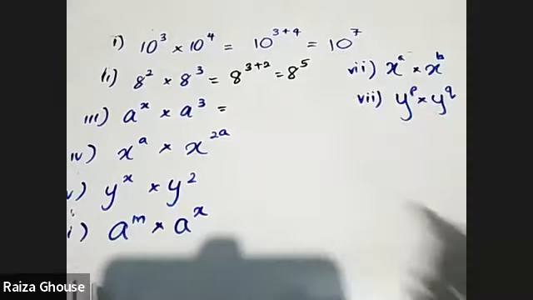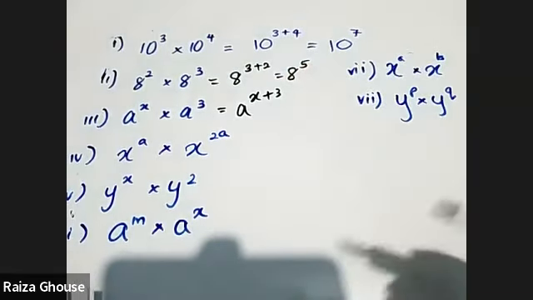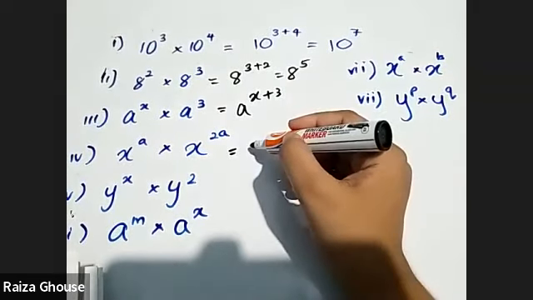A to the power x plus 3. Very good. A to the power x plus 3. You can't add them. They are unequal, unlike terms. Right. Sahadya, what is the answer for Roman number 4?